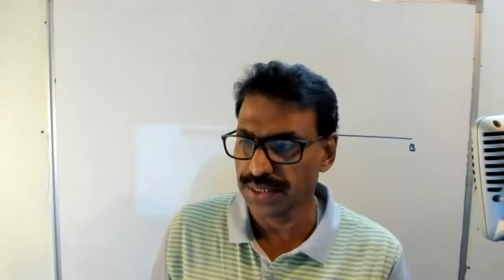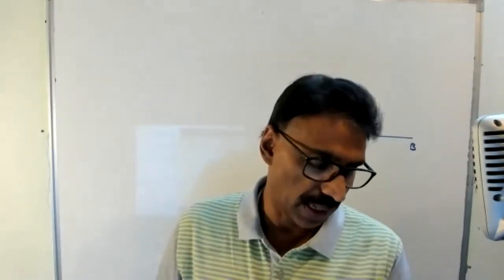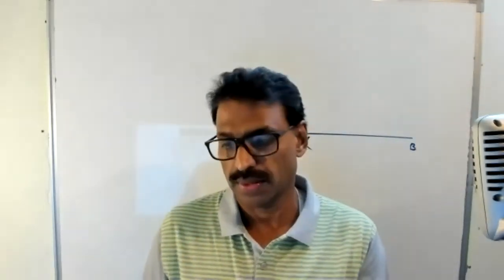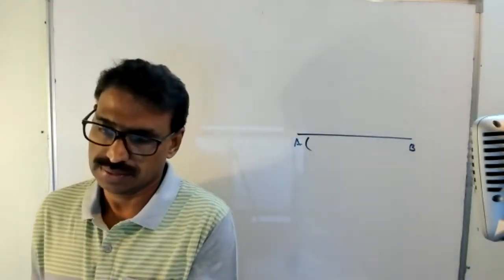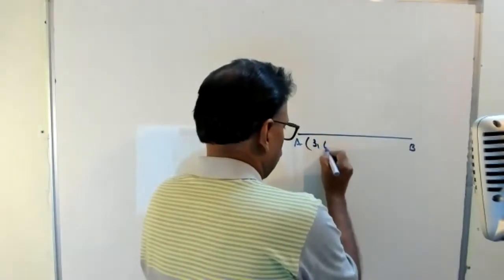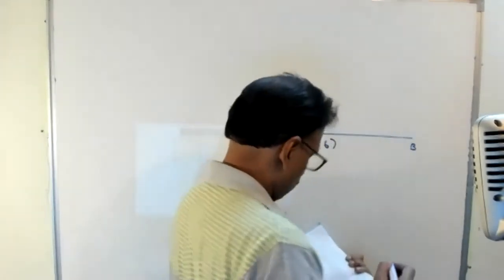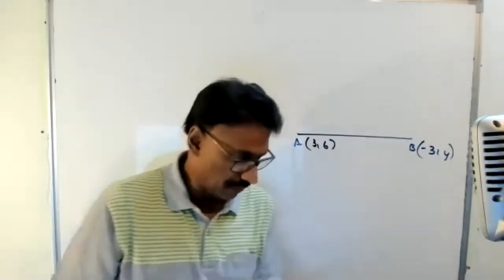Listen, once again, I'll read. Find the equation of the perpendicular bisector of AB, where A and B are points (3, 6) and (-3, 4). Also find the point of intersection with the x-axis and y-axis. Okay, clear now? Now A is (3, 6), B is (-3, 4).